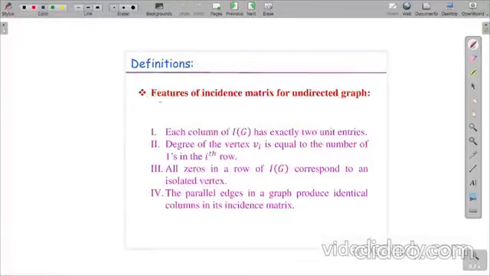Next, features of the incidence matrix for an undirected graph. First, each column of I of G has exactly two unit entries. Number two, the degree of the vertex Vi is equal to the number of ones in the ith row. Number three, all zeros in a row of I of G correspond to an isolated vertex. Number four, parallel edges in a graph produce identical columns in its incidence matrix. These are the features that we have to remember.